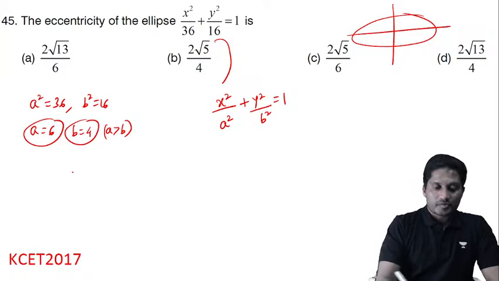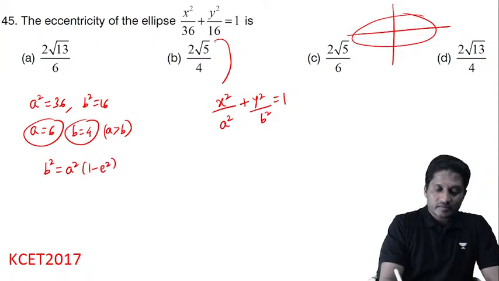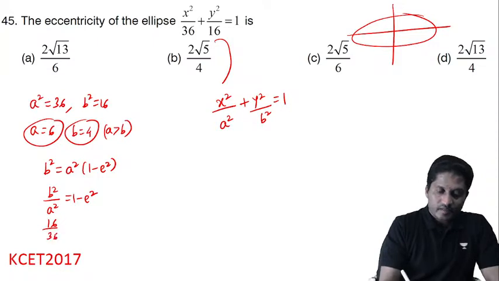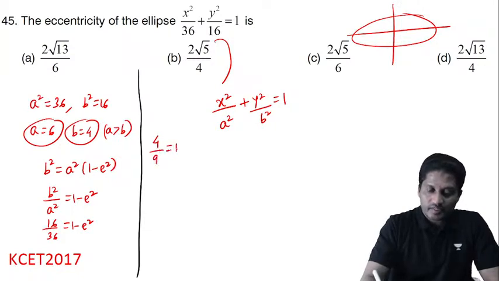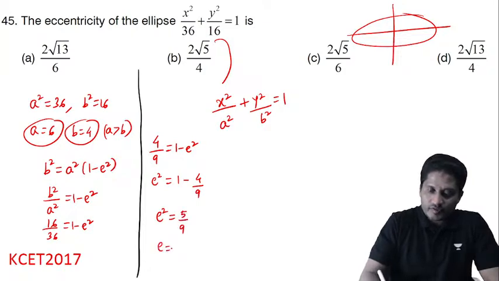Right? For a horizontal ellipse, the formula for eccentricity is b square is equal to a square into 1 minus e square. From this I can write b square by a square is equal to 1 minus e square. b square is 16, a square is 36, is equal to 1 minus e square. Let us simplify this. This is 4 by 9 is equal to 1 minus e square. From this e square is equal to 1 minus 4 upon 9. e square is equal to 5 by 9. e is equal to root 5 by 3.